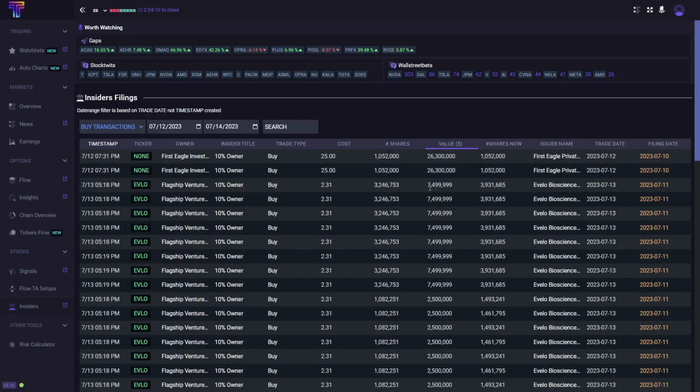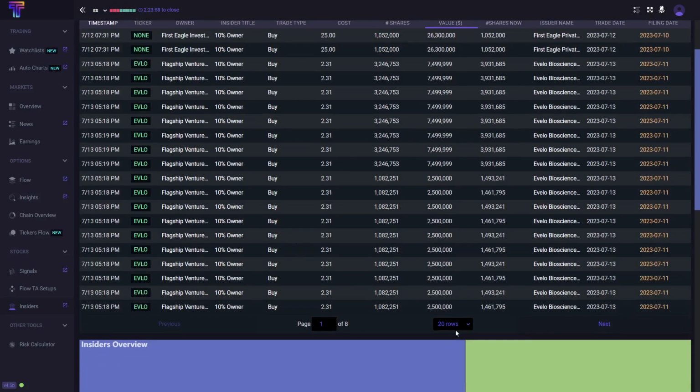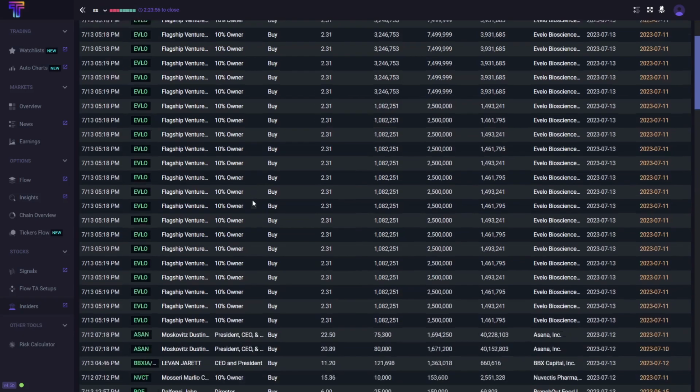The highest value trades that took place this day was NONE, which is actually First Eagle Private. You also see a lot of transactions happen for EVLO. And you see a lot of what we call 10% owners. These are usually institutional investors that made this buy happen. So let's scroll down and see if we can find other trades.